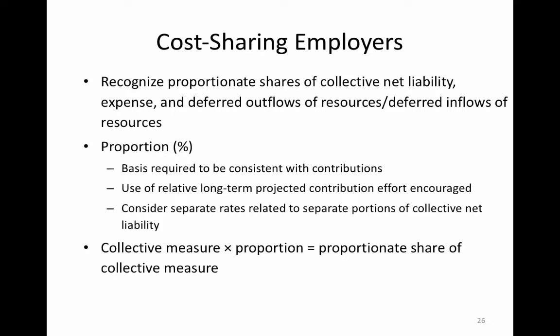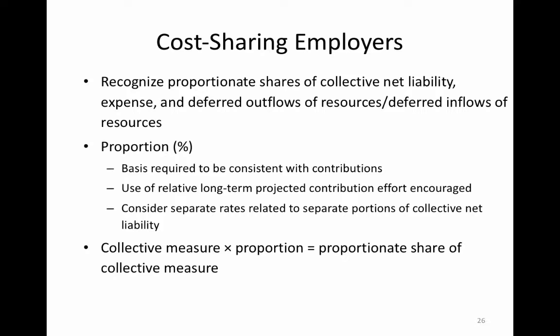But for cost-sharing employers, in a cost-sharing plan, the actuarial valuation is done for all of the participating governments in the plan combined. So in order for a government in a cost-sharing plan to report their information in their financial statements, they have to determine what their proportion is of the liability that is measured for the entire plan, as well as their portion of the expense of the entire plan and their portion of the deferred outflows and deferred inflows of resources related to pensions and OPEB for the plan as a whole.